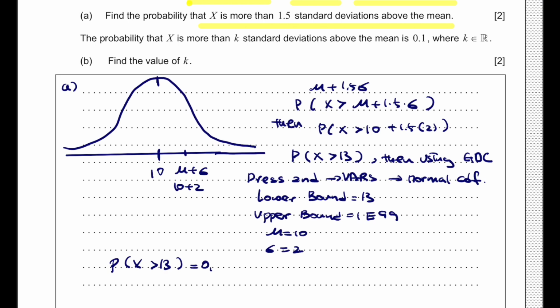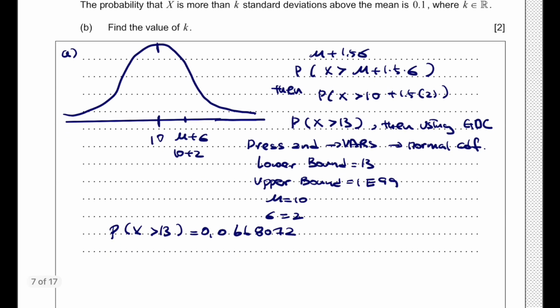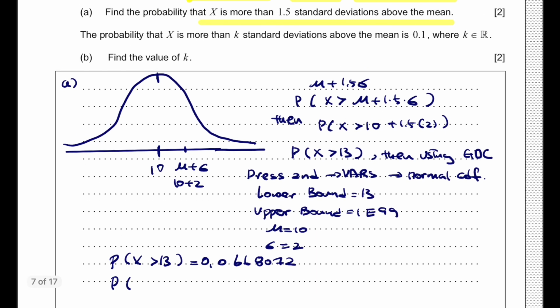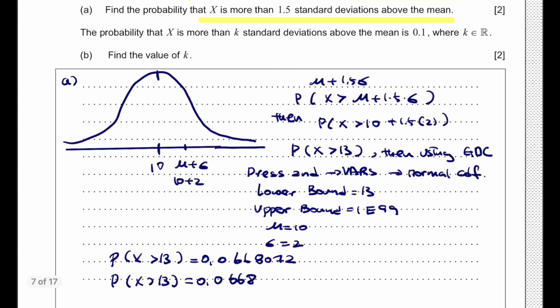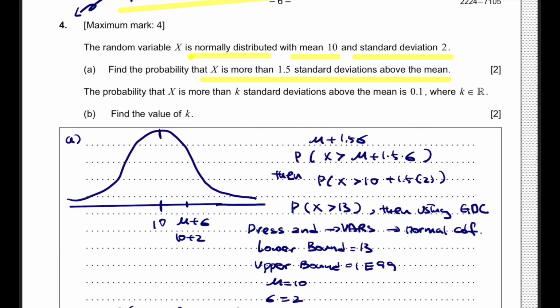the same as 0.066807. However, I have to leave my answer in specific, right? So I get the probability that x is greater than, or x is more than 1.5 standard deviations, is the same as 0.0668. Okay, then let's try question B together.